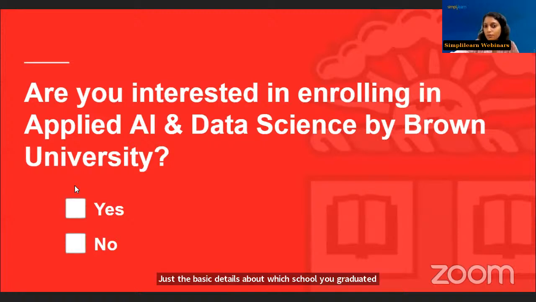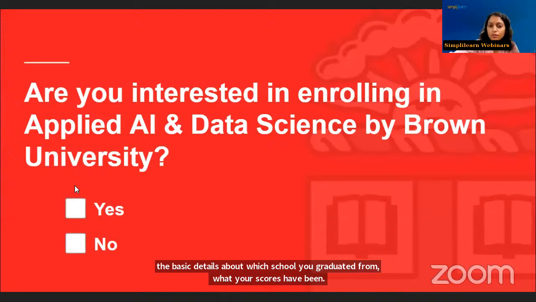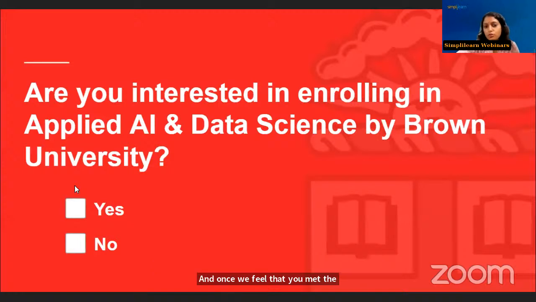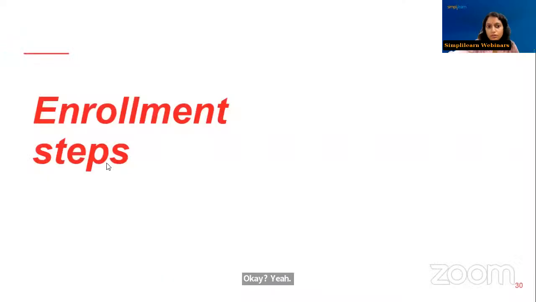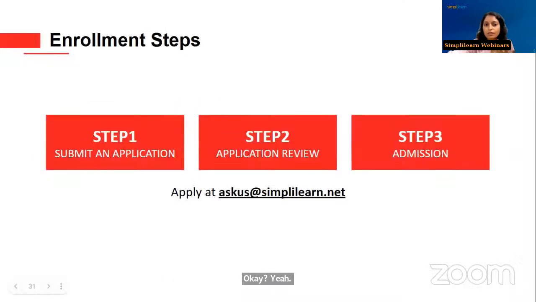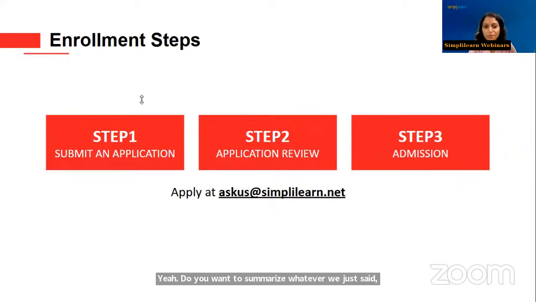And once we feel that you've met the eligibility criteria, the admissions panel rolls out an offer letter. Once you've paid the fee, that is when you're a part of the course. Okay, yeah. Do you want to summarize whatever we just said, Jonathan, before we head to the Q&A?